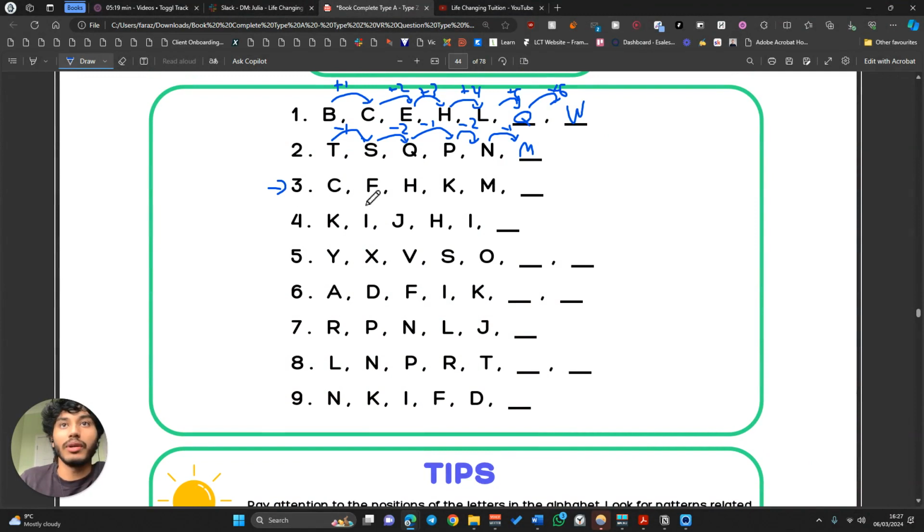Okay, question 3. So C, F, H, K, M. Okay, so C to F is A, B, C, D, A, B, C, D, E, F. That's +3. Go from F to H, so E, F, then you go G, H, right? That's +2. And then go again from H to K. I, J, K. That's +3.